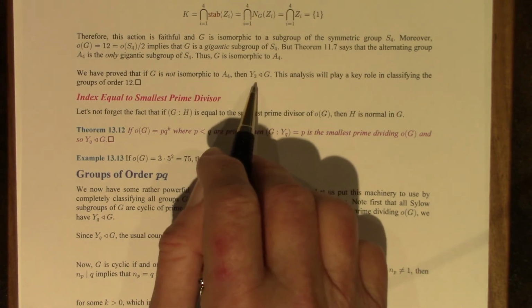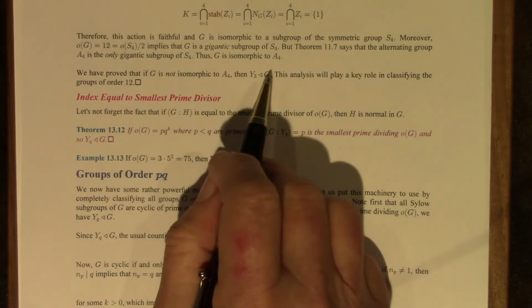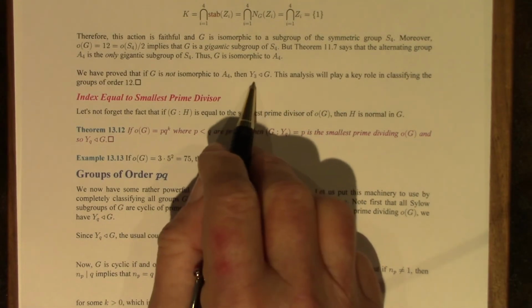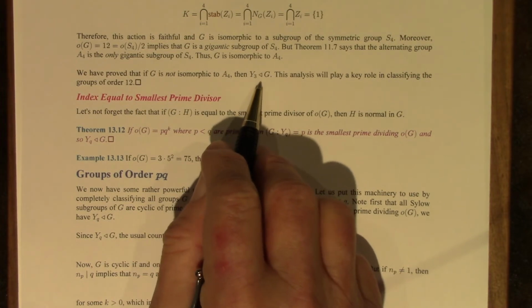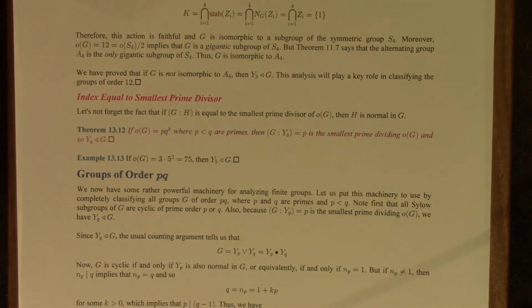This is a key step in classifying all the groups of order 12, because we're going to have to eliminate A4 and eliminate D12 and say what else, and eliminate the abelian group, say what else is left. Okay. Well, if G is left, Y3 will be normal in G, and that'll give us a starting point for dissecting that other possibility for the group G. And we will do that later on.